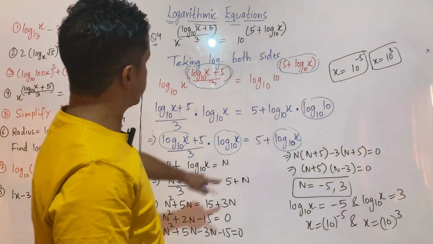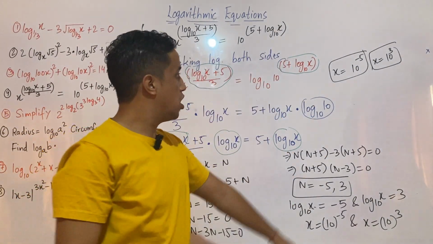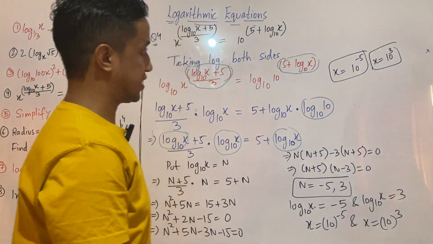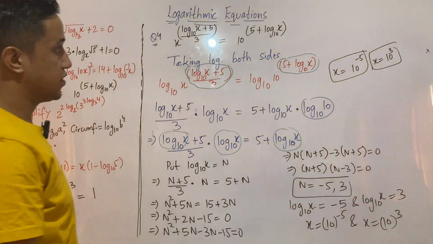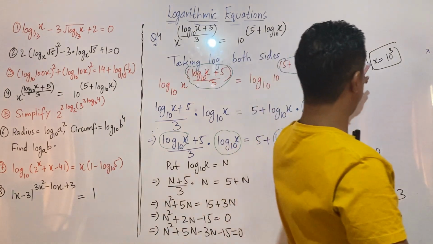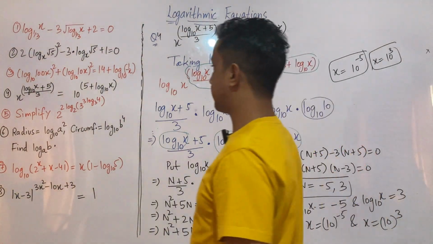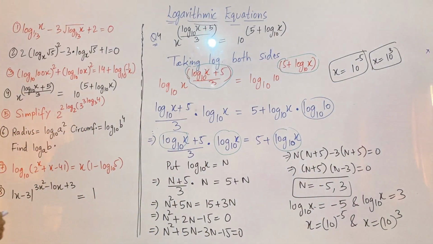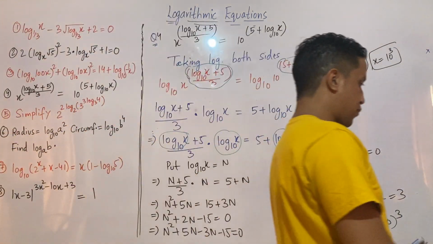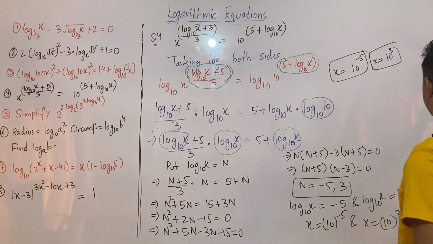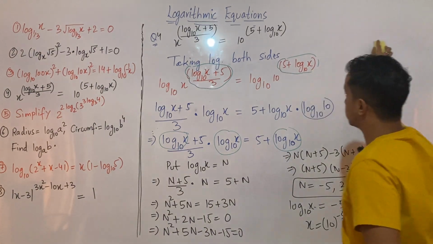So if we put x, yes, both the values are accepted here. So you will get x as 10 raised to the exponent minus 5 and 10 raised to the exponent 3. So that's how you have to approach and solve this problem. Okay, let's move to the next.